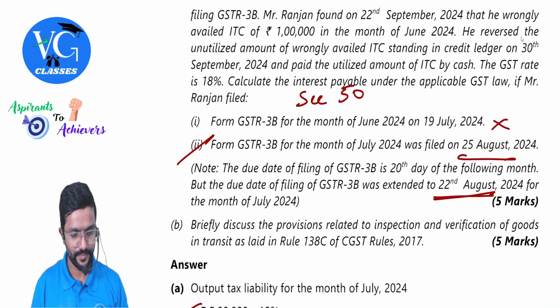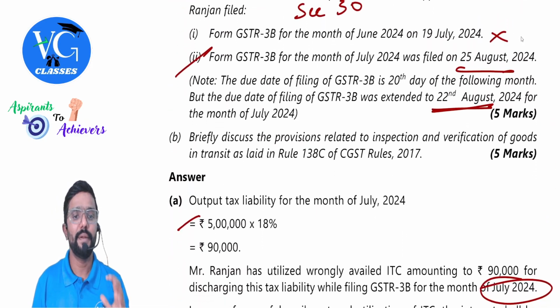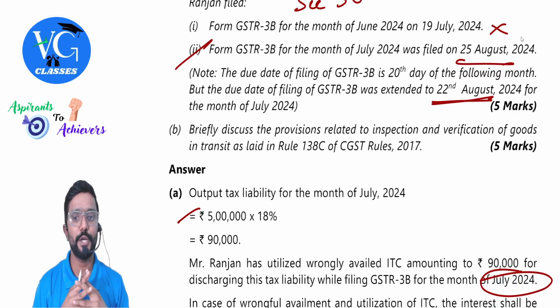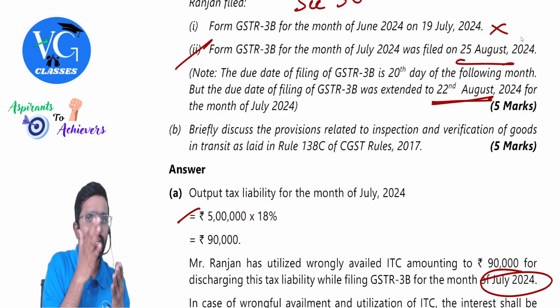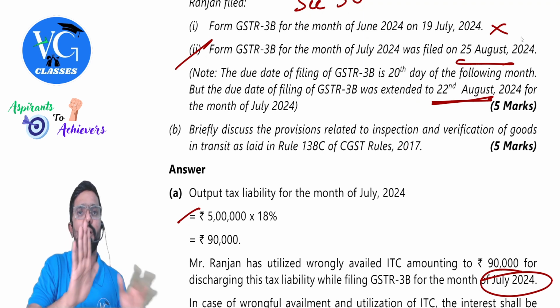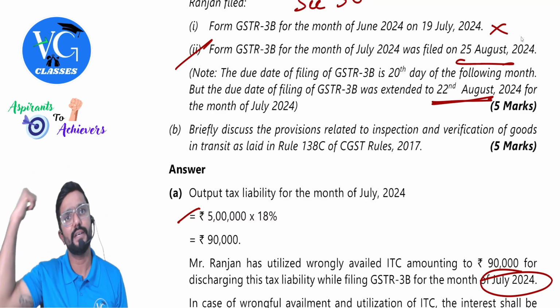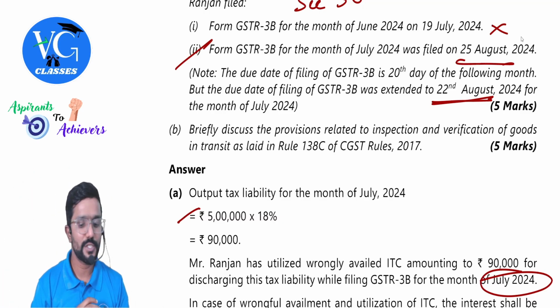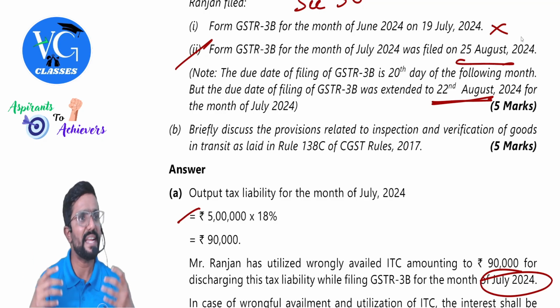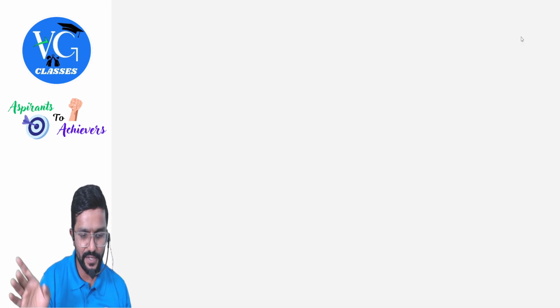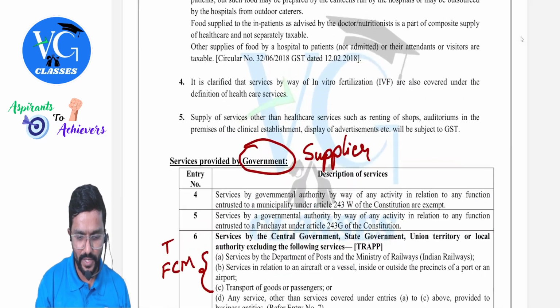Next. Briefly discuss the provisions related to inspection and verification of goods in transit as laid in Rule 138C of CGST Rules 2017. This is when goods are being carried in a truck or a conveyance or a vehicle. Does the proper officer have a right to stop it? Yes, he can stop and inspect it. The question is on that, Rule 138C.